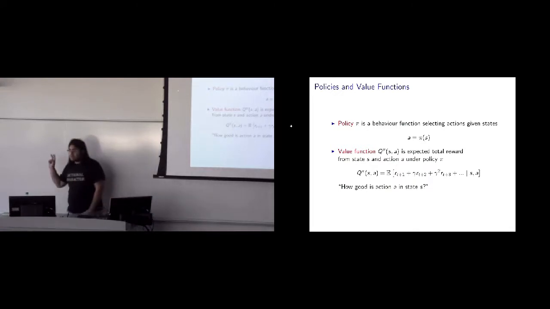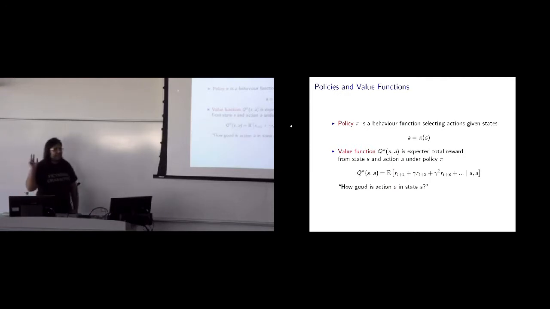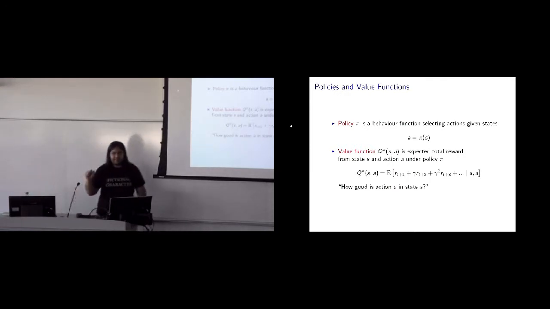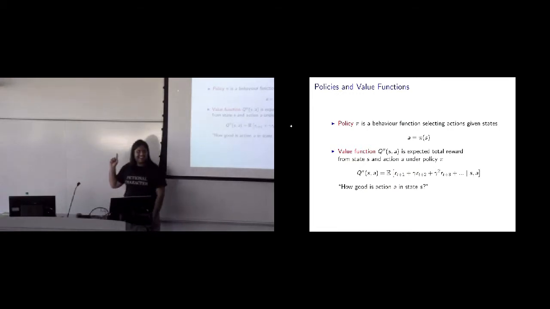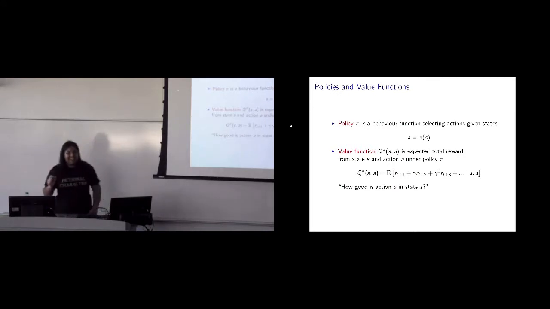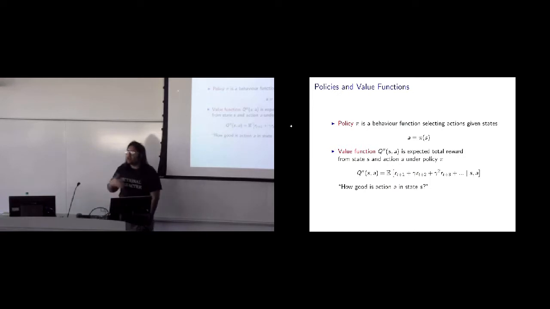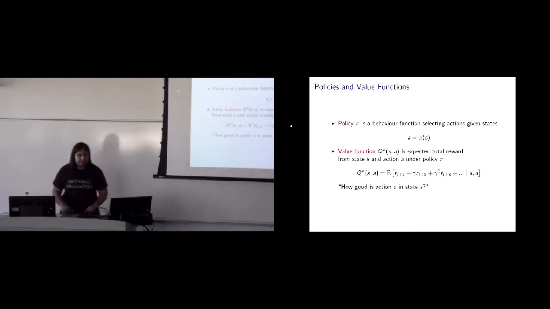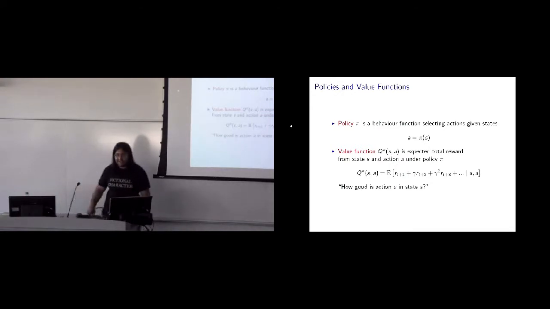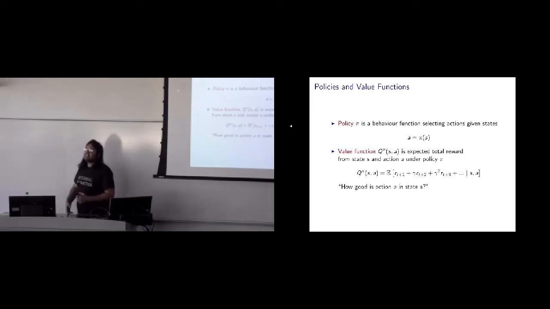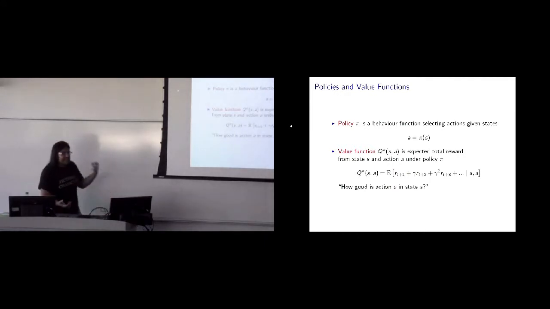Value function, we know two types of value functions, V and Q. Can anyone tell me what the difference between V and Q is? I didn't hear what you said, but yeah, you were right. One is the state value function, which tells you how good is the state that you're in. We decided to represent it with V. Another is the state action value function, Q, which tells you how good is taking action A at state S.